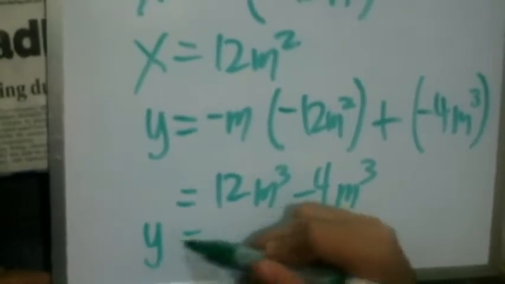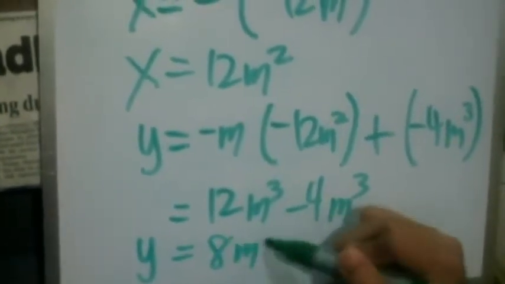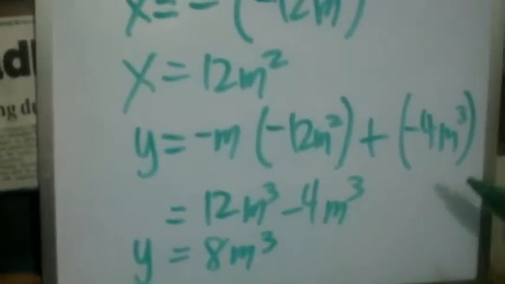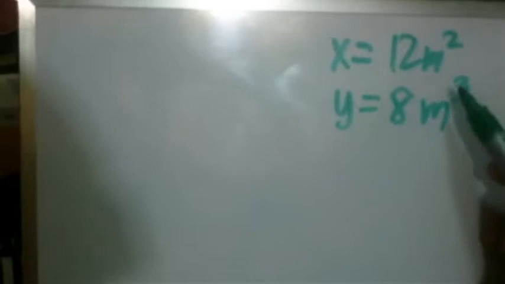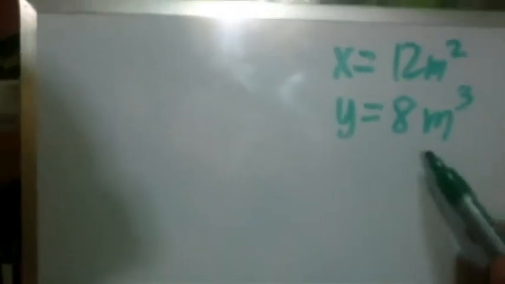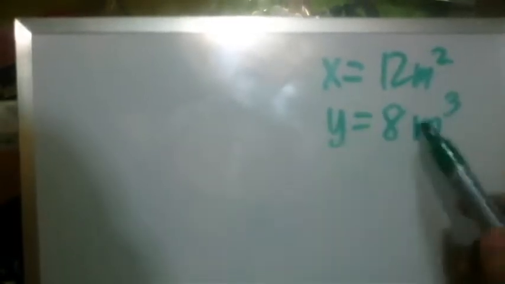So we have y equals 8m cubed. We have x equals 12m squared and y equals 8m cubed. Our next step is to equate this x and y.